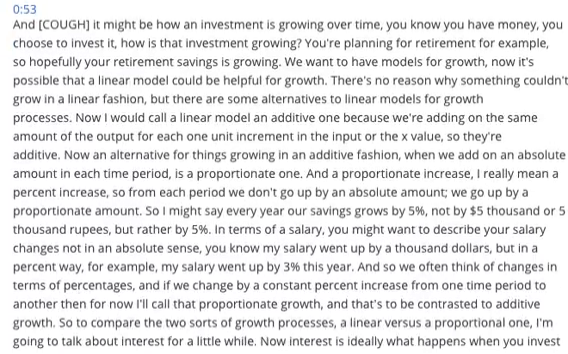It might be how an investment is growing over time. You have money, you choose to invest it. How is that investment growing? You're planning for retirement, for example, so hopefully your retirement savings is growing. We want to have models for growth.